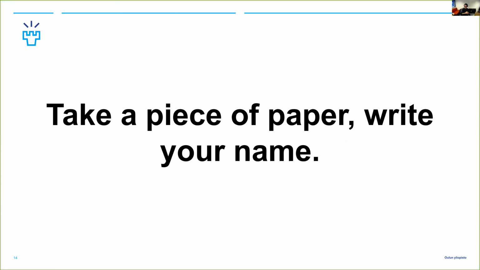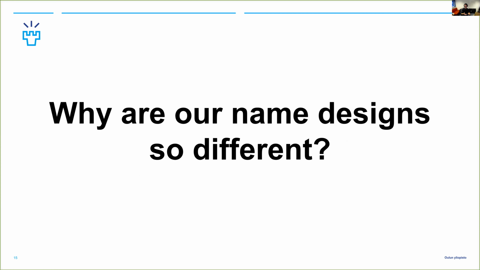So we gave this example in class where people took a piece of paper and they wrote their name. What happened is that every name was different. Everyone wrote it in a different way. Some people made it really tiny, which made it impossible for me to see what their name was.